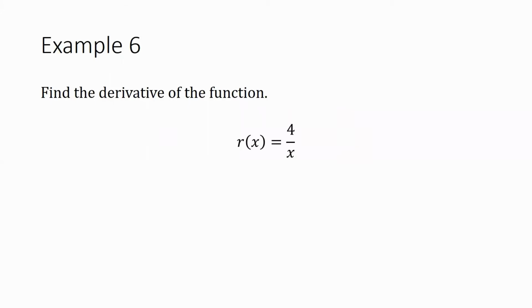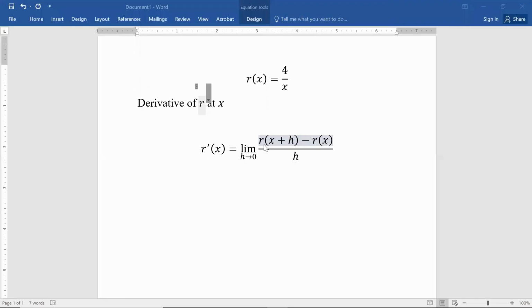Let's take a look at another manipulation example. We are going to find the derivative of r of x, which I call 4 over x. So we take the derivative of 4 over x. This one will be a little bit more straightforward than the previous example. It still is interesting to go through though. So when I plug in x plus h into my function 4 divided by x, I get 4 divided by x plus h. When I plug in x into my function, I get 4 over x.